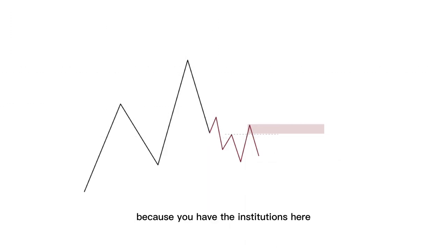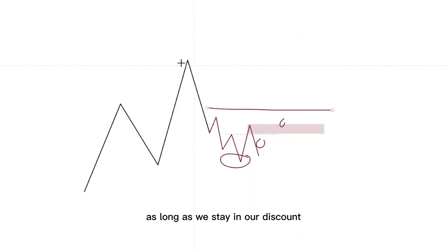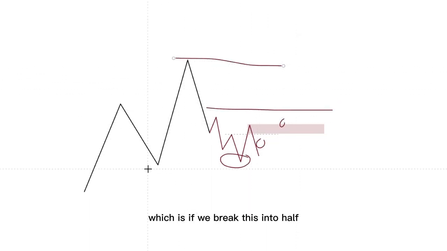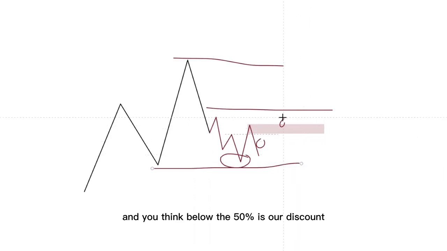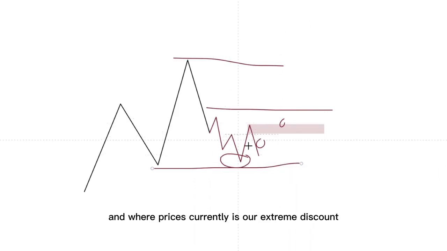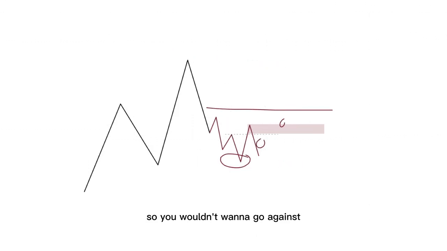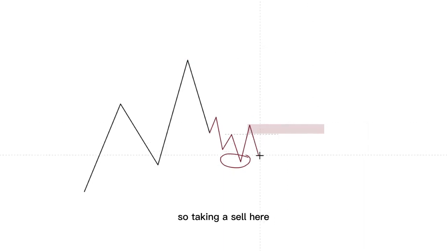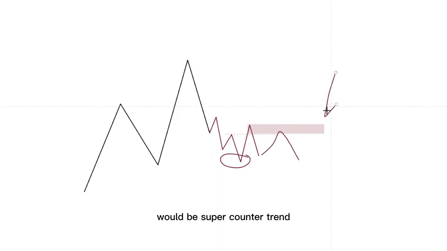Why? Because you have the institutions here. They purchase price on the macro time frame, and they would purchase price at the extreme. So price could be purchased here, here, or here, as long as we stay in our discount. If we break this in half, anything below the 50% is our discount, and where price currently is, is our extreme discount. So you wouldn't want to go against the major institutions as they're purchasing. Taking a sell here, thinking price is going to reverse here, would be super counter trend.